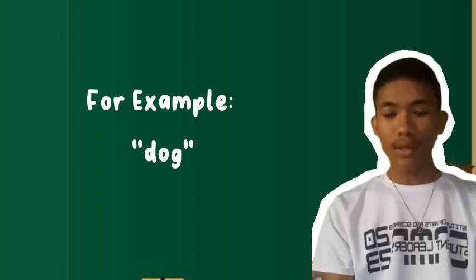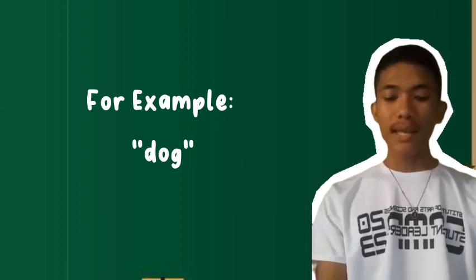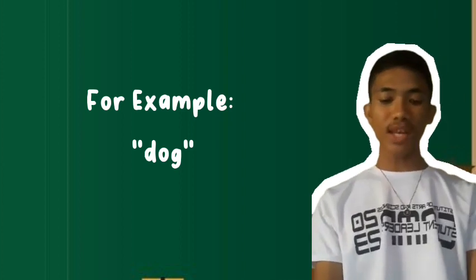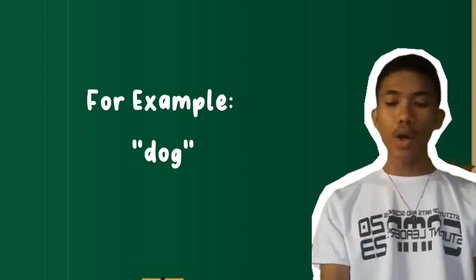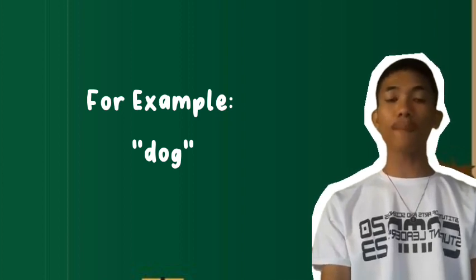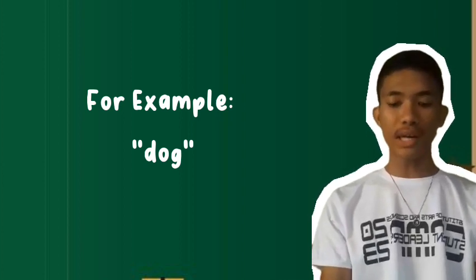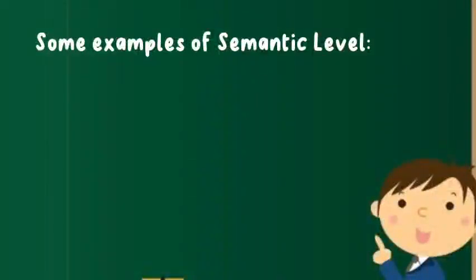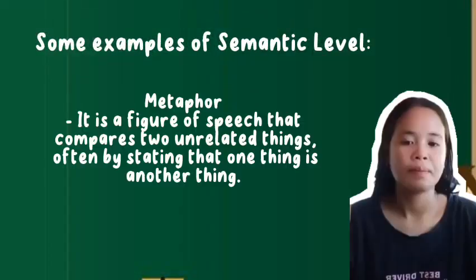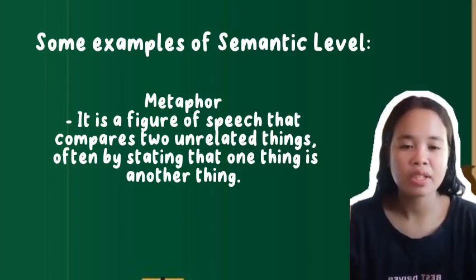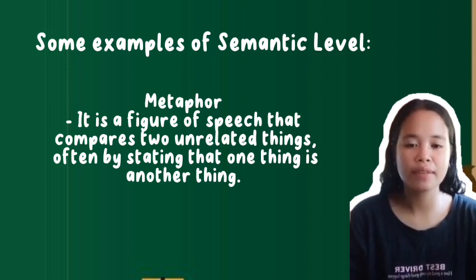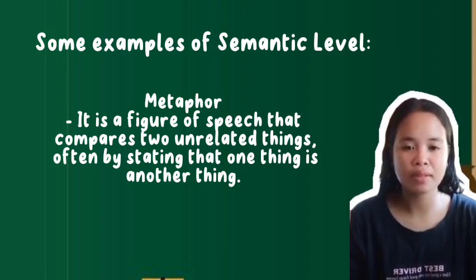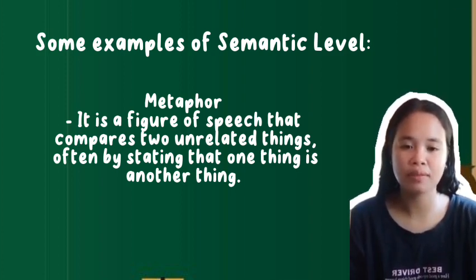This example illustrates how conceptual semantics consider the mental representations and concepts associated with words, going beyond a purely physical description of the referent. Some examples of semantic level. Metaphor. It is a figure of speech that compares two unrelated things, often by stating that one thing is another thing. It is used to create a vivid and imaginative comparison, enhancing the meaning and impact of a sentence.